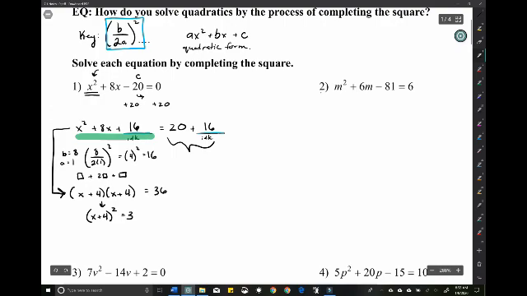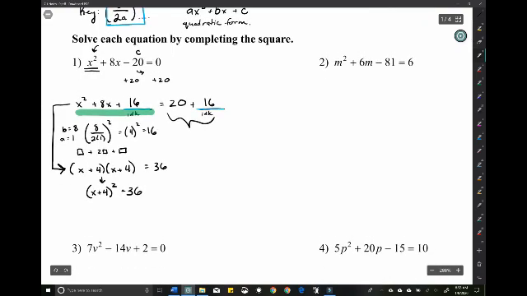Now, why is this helpful? To solve this now, you can just take the square root of each side. When you do that, that means we have x plus 4 is equal to, don't forget plus or minus, the square root of 36. So essentially we have x plus 4 equals plus or minus 6.